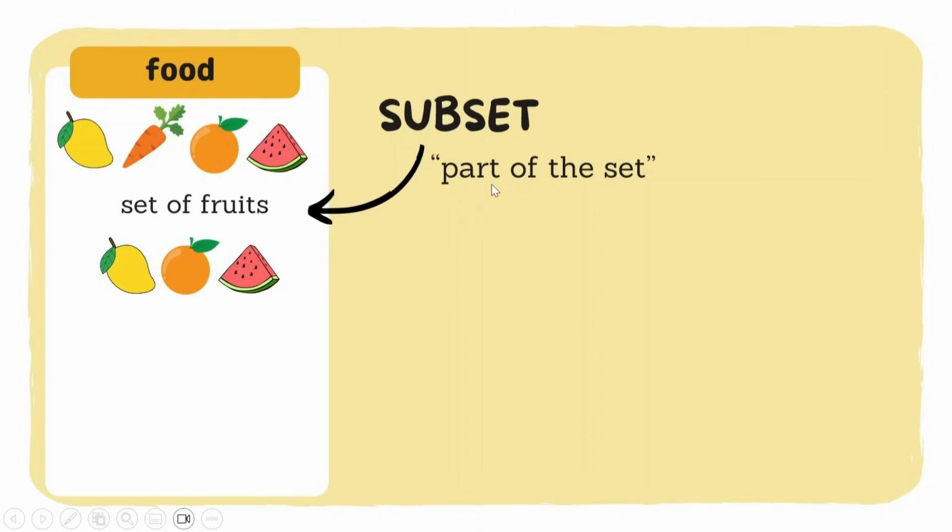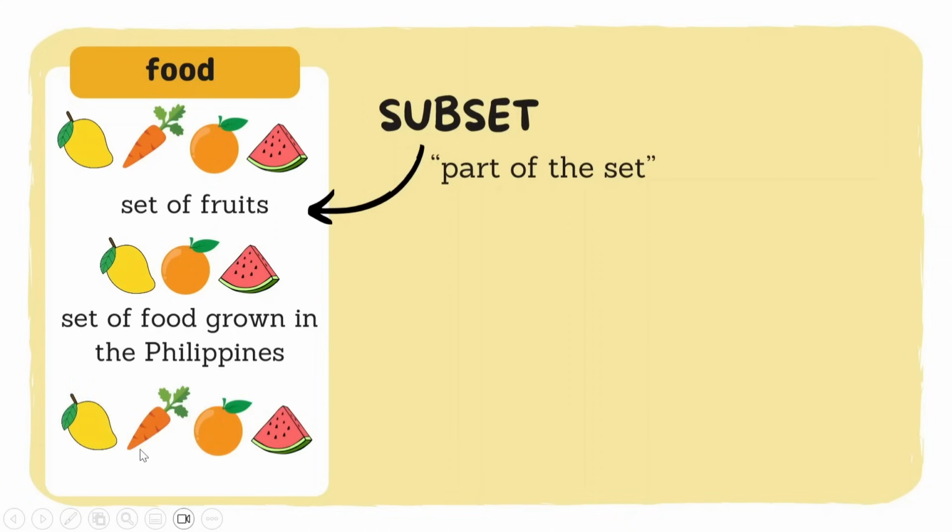Okay? Now, paano pag ang hanapin natin is yung set of food grown in the Philippines? Okay, meron ba tayong food grown in the Philippines dito sa ating main elements? Of course. Actually, yan, lahat po yan ay food grown in the Philippines. Mango, carrot, orange, and watermelon. Lahat po yan ay food grown in the Philippines. Kaya ang tawag pa rin ba natin dito ay subset?